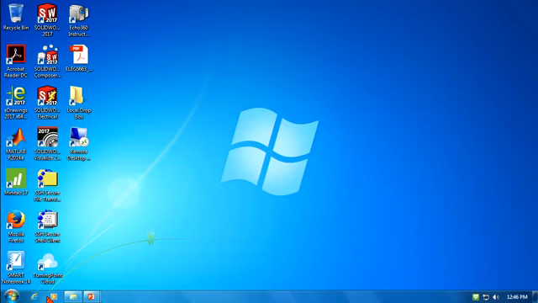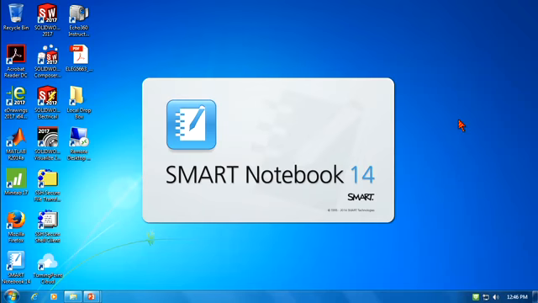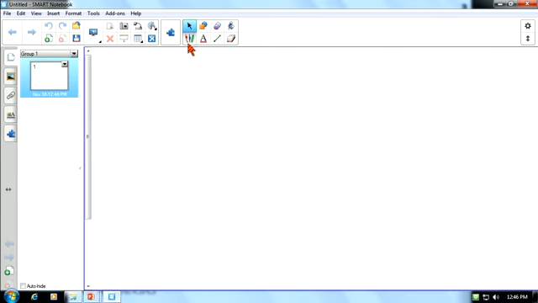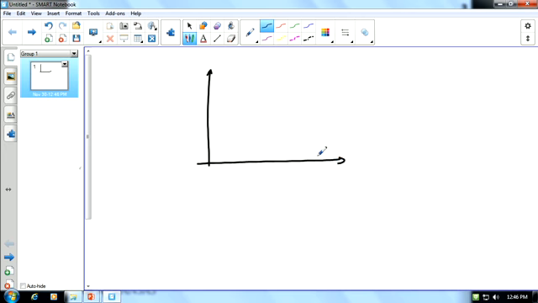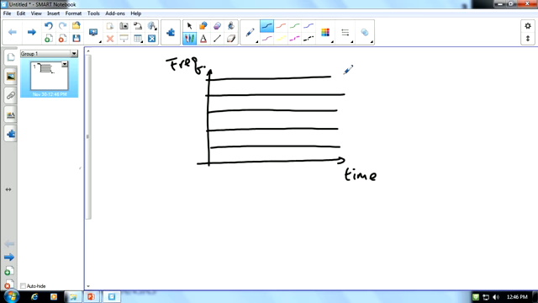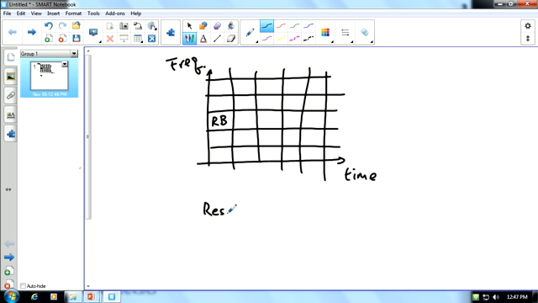Usually, especially in 5G communications, we cut it into grids. If this is time and this is frequency, in frequency we can cut it into different channels, in different frequency bands. And in time, we can cut it into slots. Each of these blocks here, we call a resource block.